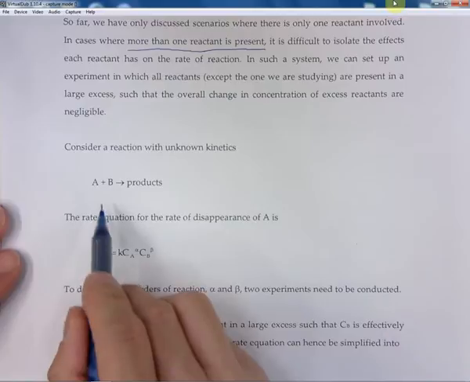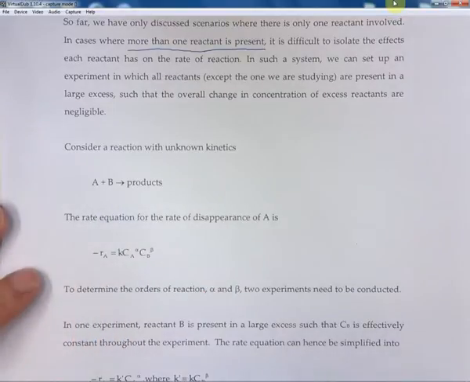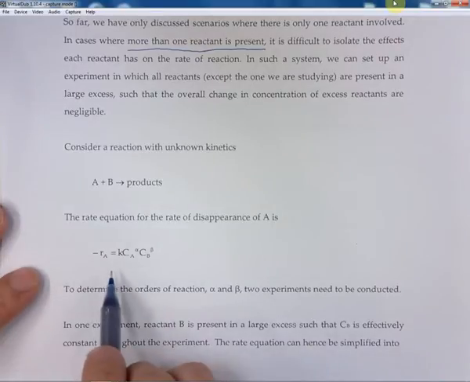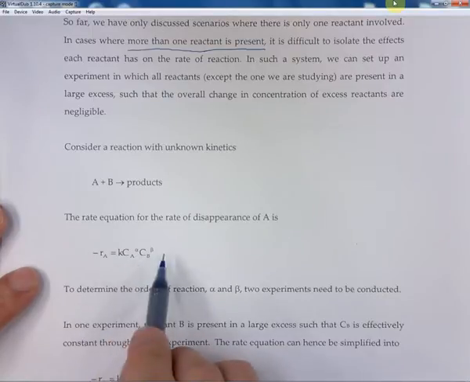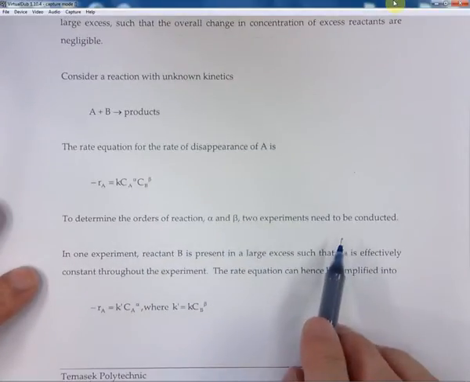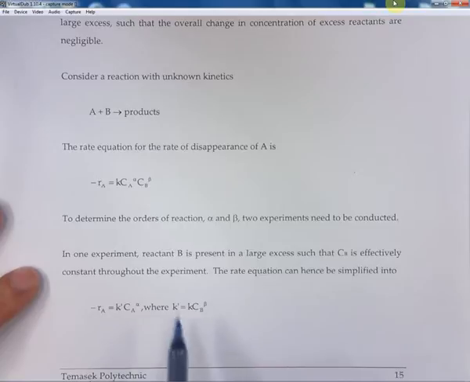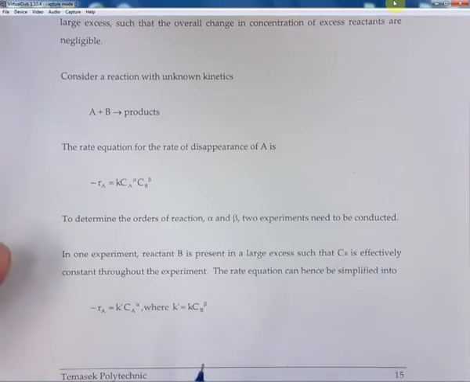For instance, we look at a reaction of unknown kinetics: A plus B gives a series of products. So negative r_A is k C_A to the power alpha, C_B to the power of beta, where alpha is the order for A and beta is the order for B. We need to do at least two experiments. In the first experiment, reactant B is present in large excess, so that C_B is effectively constant throughout the experiment. What do we mean by that?